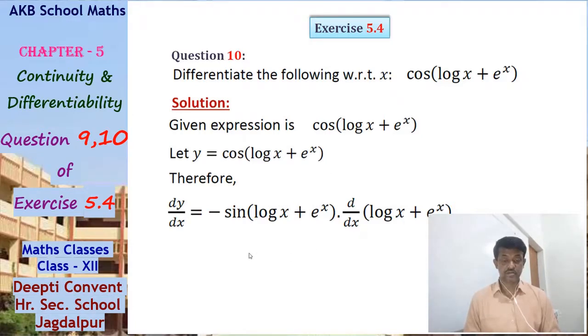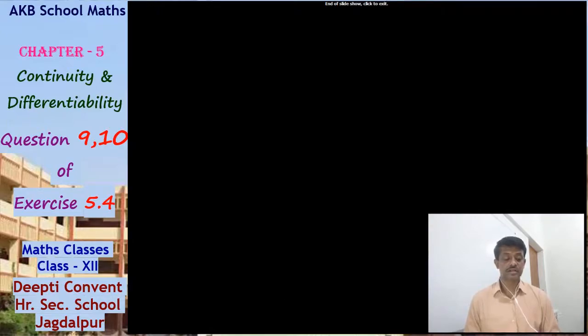Okay. Now proceed. Dy dx, distribute here. Now first dy dx of log x, dy dx of e to the power x. Okay. So dy dx of log x means 1 by x. Dy dx of e to the power x means e to the power x. Now taking LCM and solving, we can get it like this. Okay.